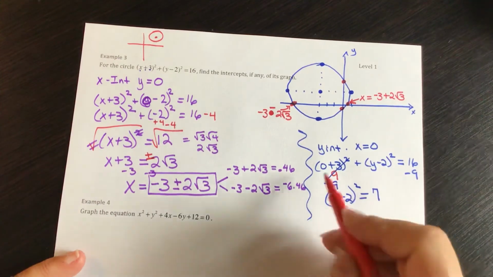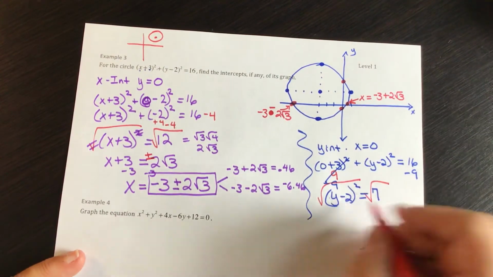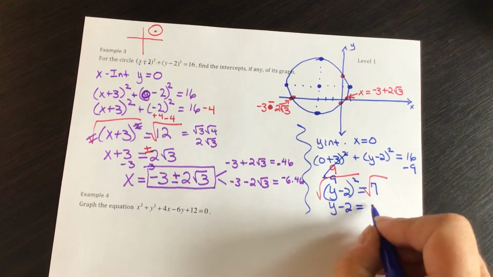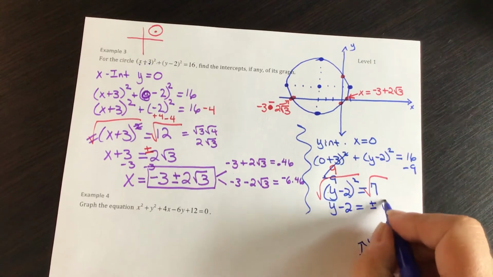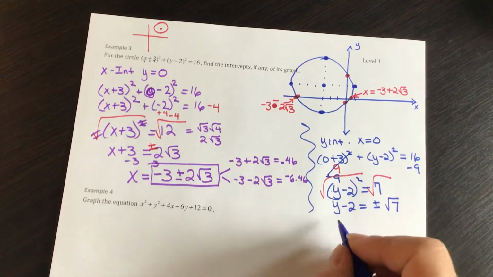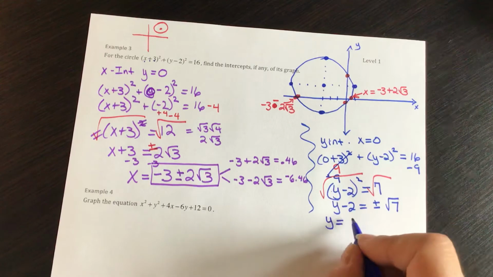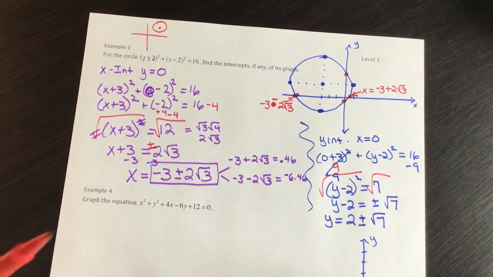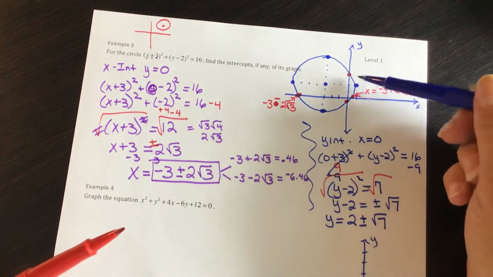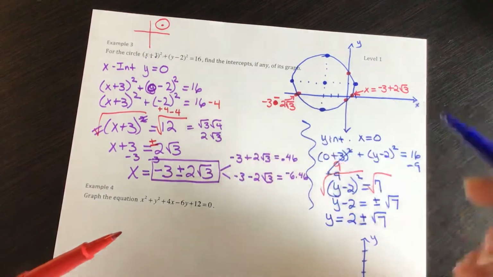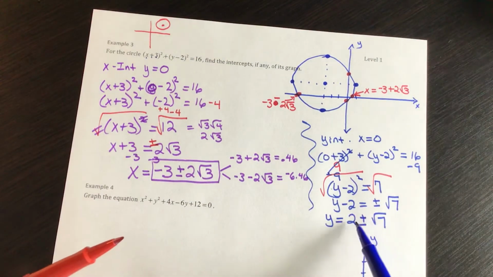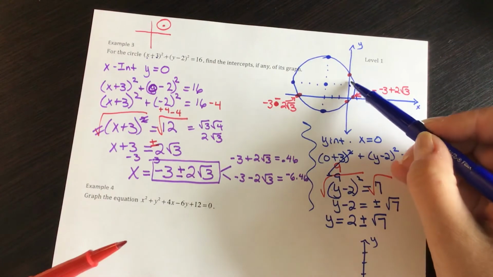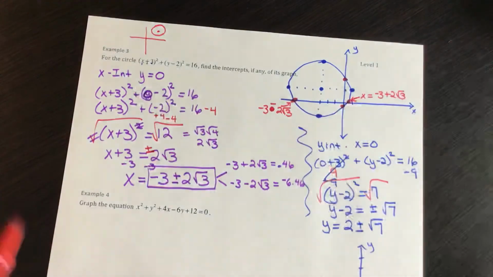To undo the square, I need to do the square root. So this becomes y minus 2 equals plus and minus the square root of 7. And solving for y, y equals 2 plus and minus the square root of 7. All right, so that's going to represent these values here. Now, 2 plus the square root of 7, I'm starting here, I'm going up the square root of 7. That's what this value is.